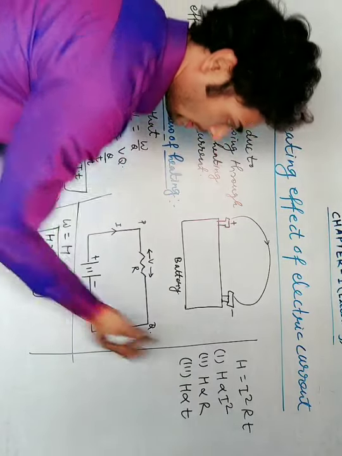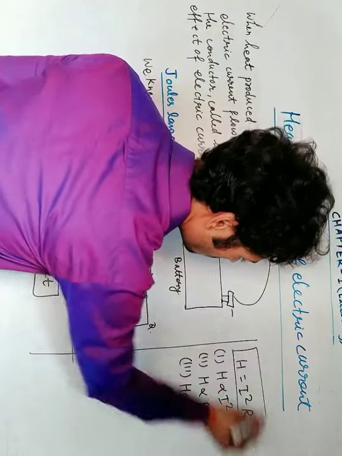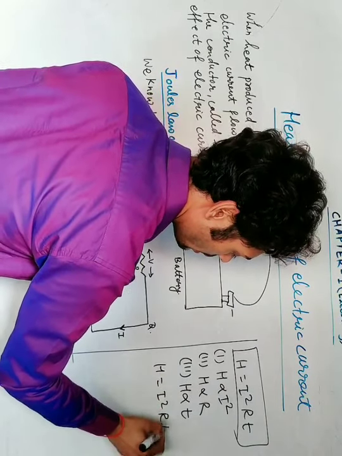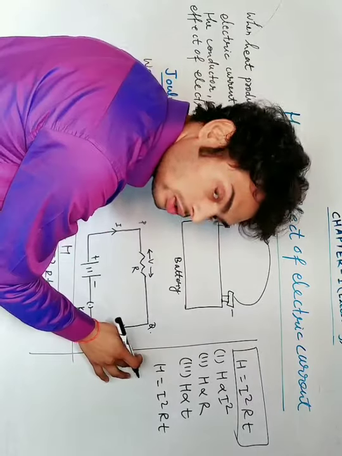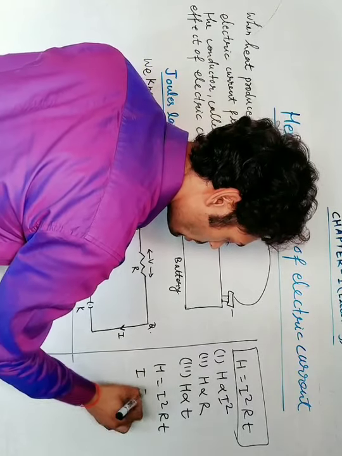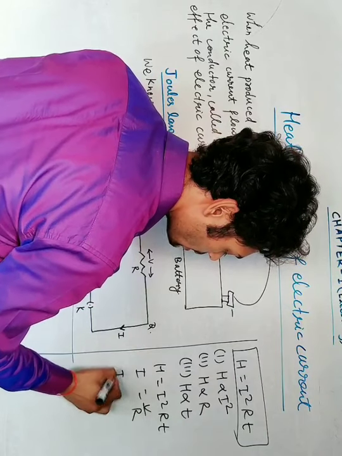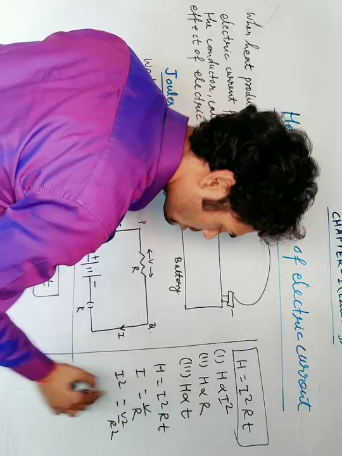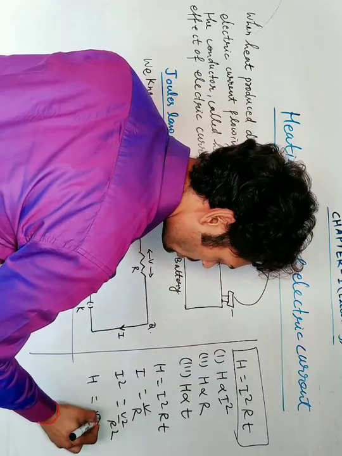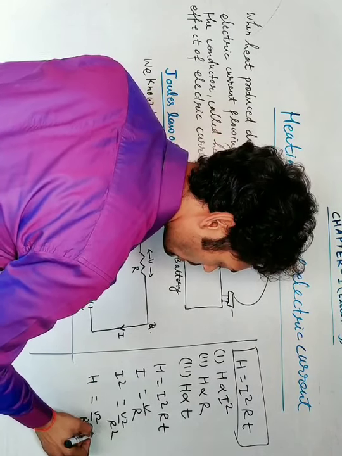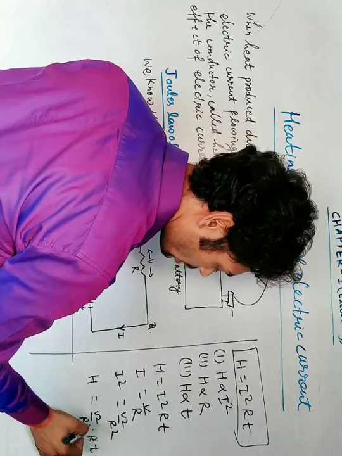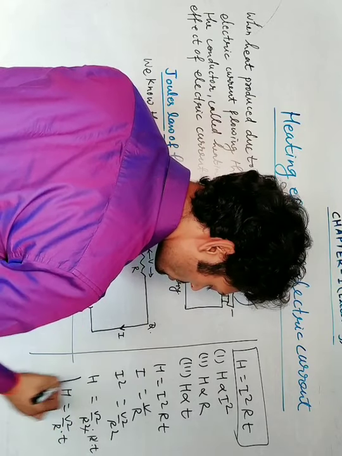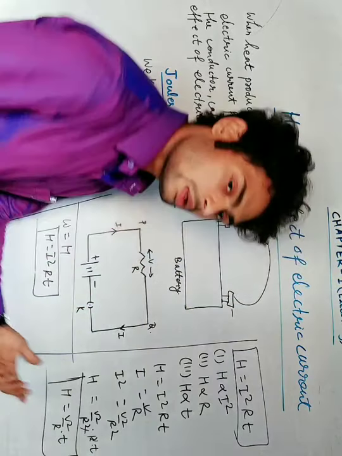Okay. And this equation we can write in this way also. H equals I square RT. We know that according to Ohm's law, I equals V by R, then I square equals V square by R square. Put the value of I square in this equation, then H equals V square by R square into R into T. Then H equals V square by R into T. This formula is also important.